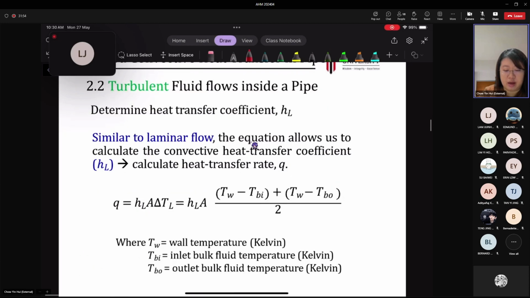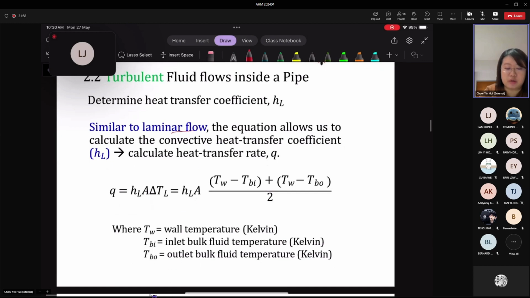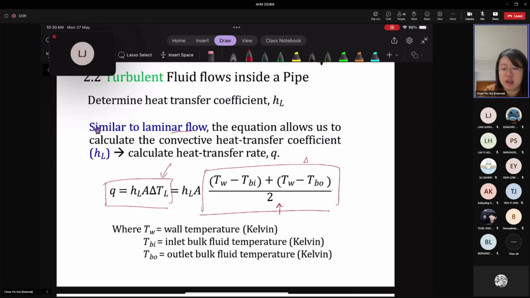Same thing, similar to laminar flow, the equation for calculating the rate of heat transfer is this one. But if there is a temperature variation in the bulk fluid, then the temperature difference here can be calculated as the average of the temperature difference at the inlet and the outlet, between the bulk fluid and the wall.